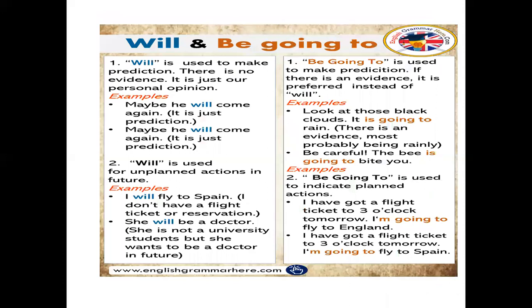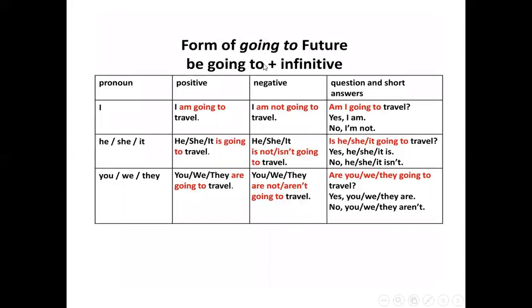So here we come to the structure. It's very important. You understand the meaning, the use of will and the use of going to, and we come to the structure. How can I form sentences by using am, is or are plus going to plus infinitive? At the beginning, I use a subject. It may be a pronoun or a noun. Here, pronouns: I, he, she, it, you, we, they.